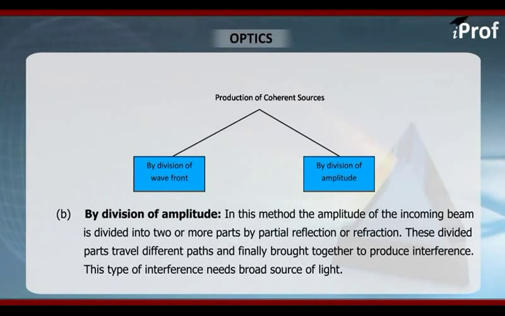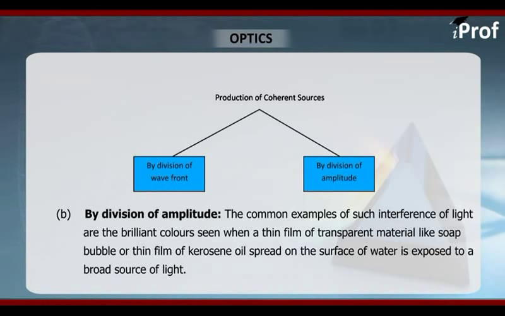The second method is by division of amplitude. In this method, the amplitude of the incoming beam is divided into two or more parts by partial reflection or refraction. These divided parts travel different paths and are finally brought together to produce interference. This type of interference needs a broad source of light. The common examples are the brilliant colors seen when a thin film of transparent material like a soap bubble, or a thin film of kerosene oil spread on the surface of water, is exposed to a broad source of light.